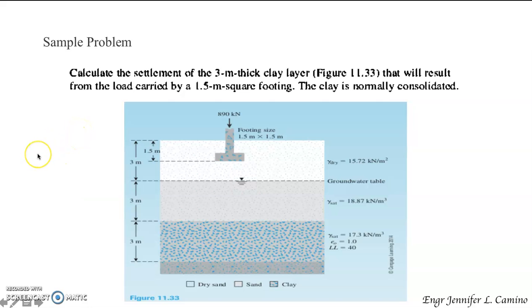You're going to calculate the settlement of the 3-meter thick clay layer that will result from the load carried by a 1.5 meter square footing. The clay is normally consolidated. We're given a footing of 1.5 meter by 1.5 meter size, with a depth of embedment of 1.5 meters, and a load applied of 890 kilonewton.